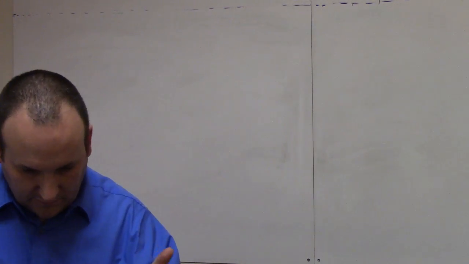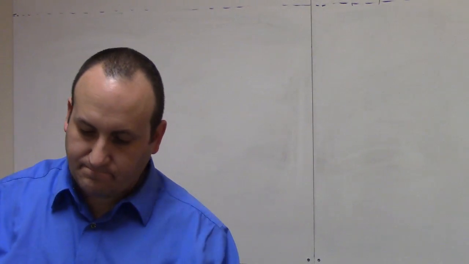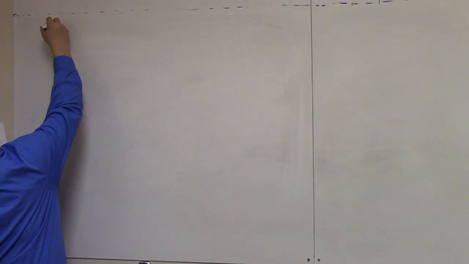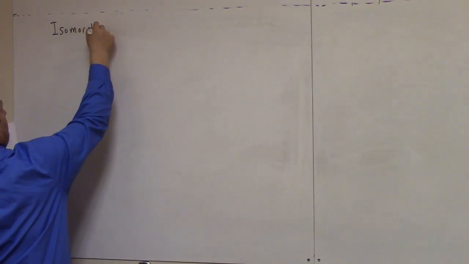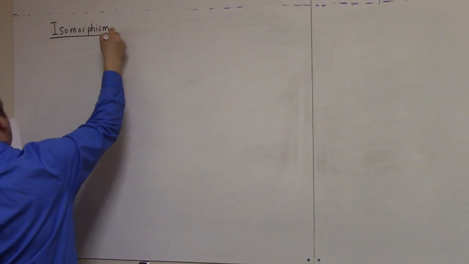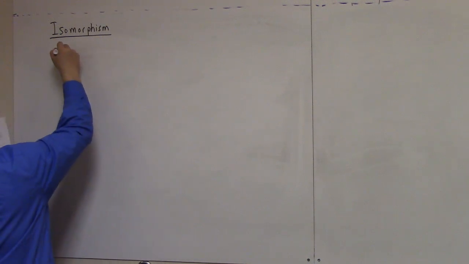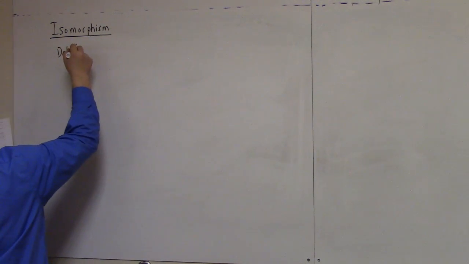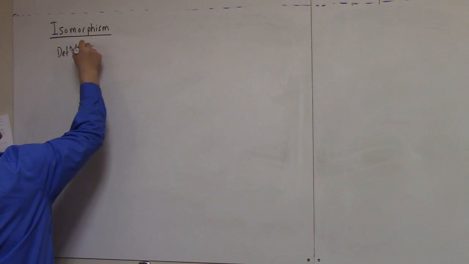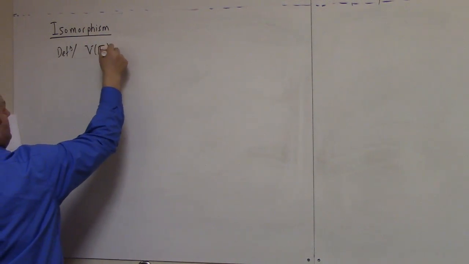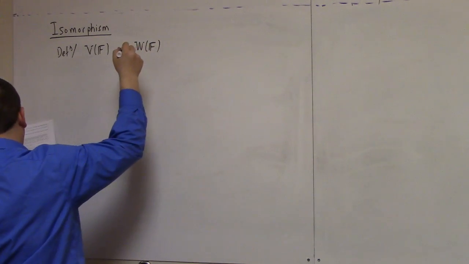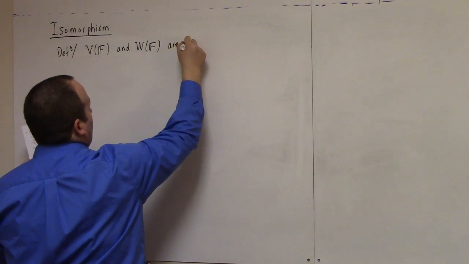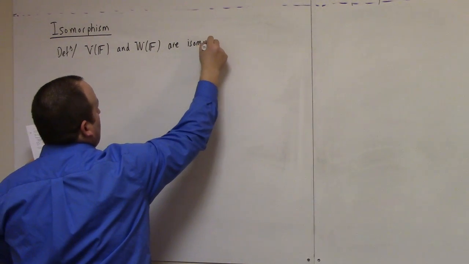All right, so isomorphic. What is isomorphic? What's an isomorphism? Isomorphism means same shape. All right, so here's the definition. We say a vector space V over the field F and W over the same field are isomorphic. What does that mean?